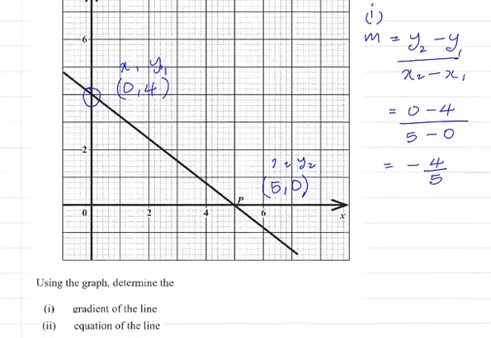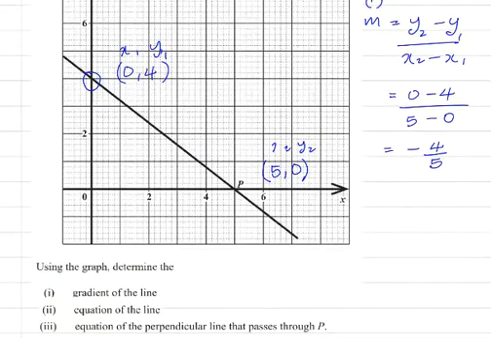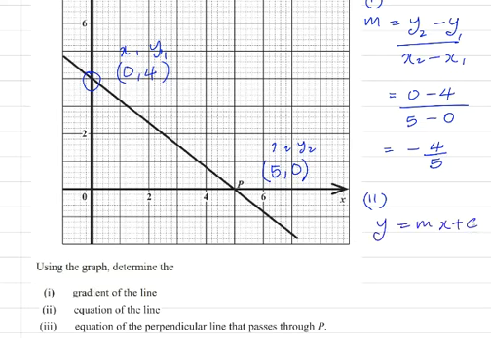Alright, the second thing we're asked to do is determine the equation of the line. The general format of a linear equation is y is equal to mx plus c. Essentially this is telling us that the only two things we need to define a linear equation are the gradient m and the y-intercept c.